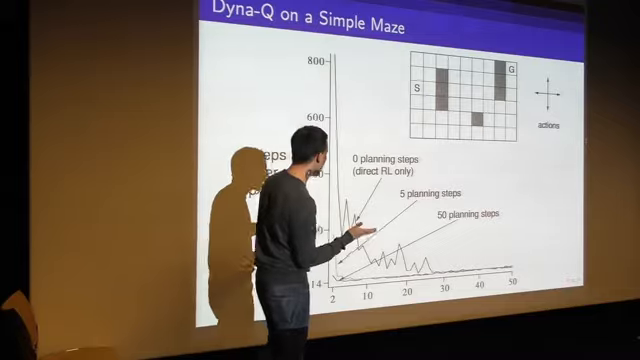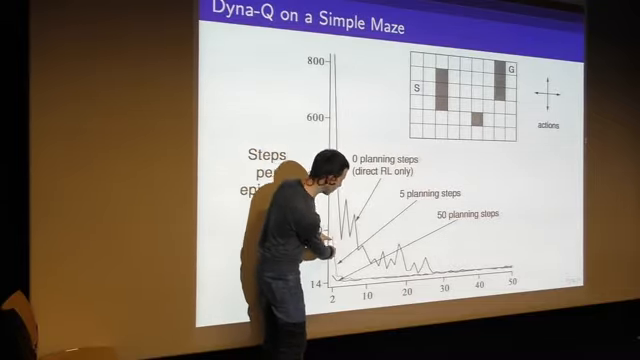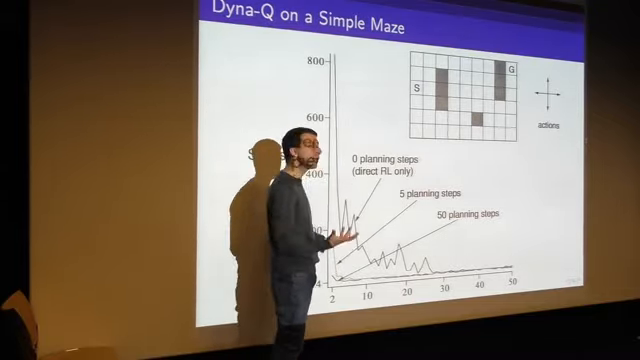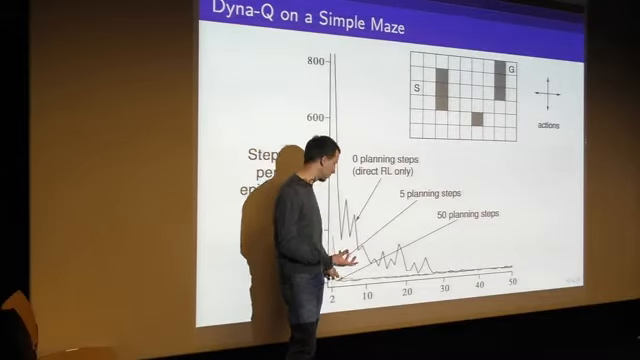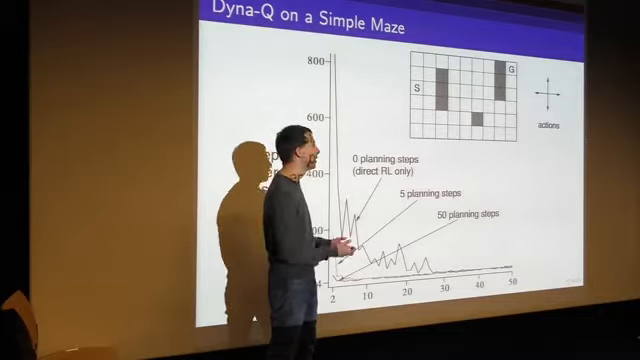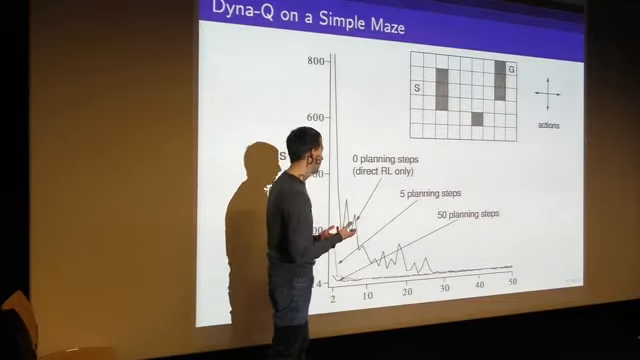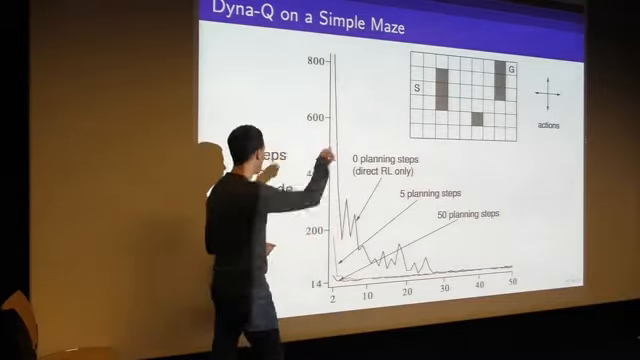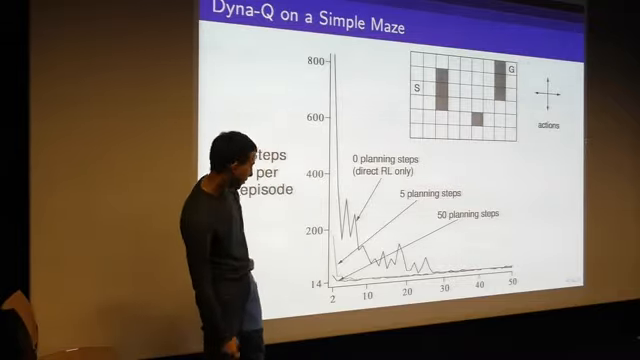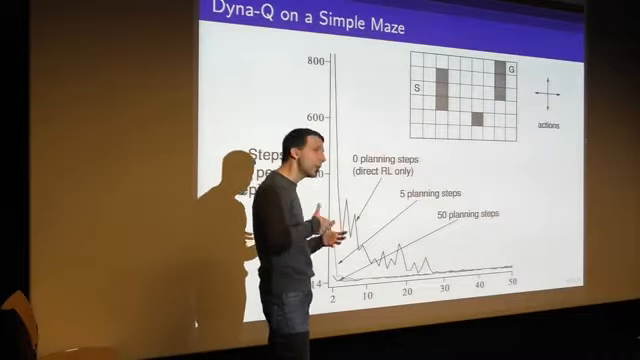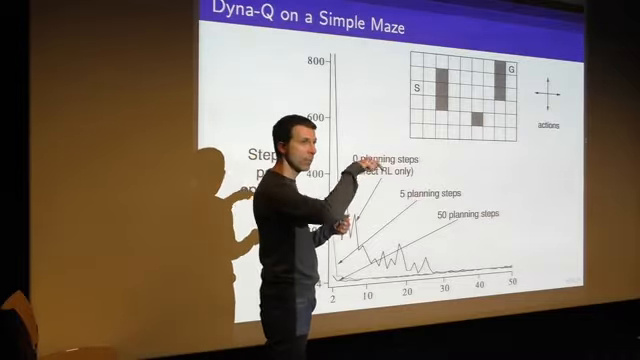But if we start to plan, if we start to do just say like 5 imagined steps for every real step we take, we see that we're much more efficient. We're much more data efficient. After just a couple of episodes, we've already figured out exactly how to get to the goal. We're almost at the optimal solution already, which is down around 14 here. So we squeeze more out of the data we see by first building a model and then using that model to plan.